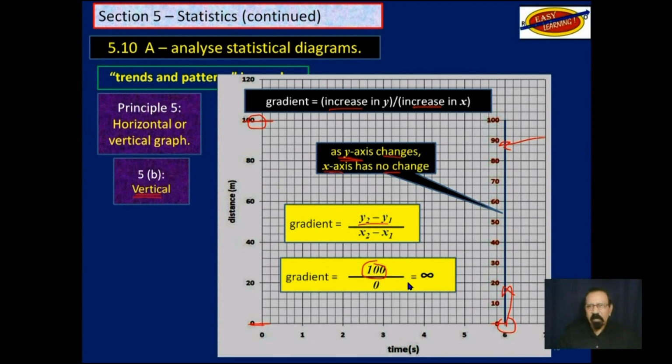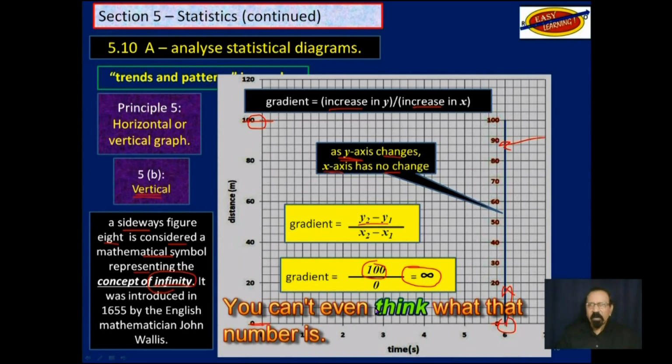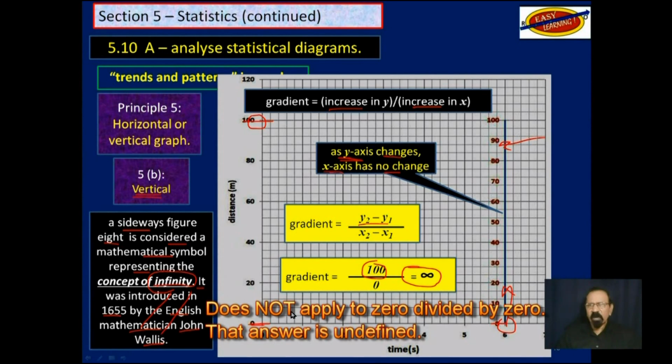You write down this sign here. A sideways figure 8 is considered a mathematical symbol representing the concept of infinity. In other words, you get an answer so large, you can't write it down. This figure 8 was introduced in 1655 by the English mathematician John Wallis. You don't need to know this piece here. You do need to know that if you divide by 0, what you get is infinity, and you write it like that.